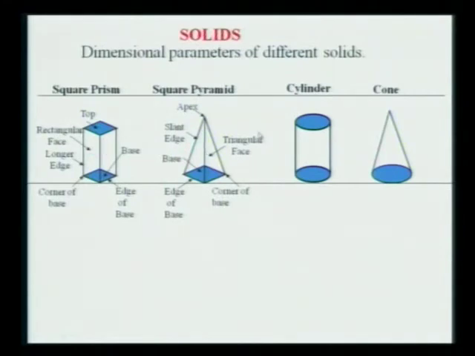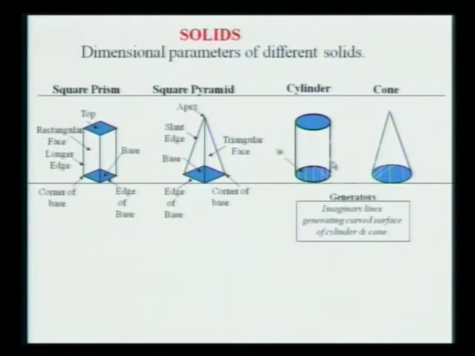Okay, like that. Now these are the generators. White lines indicate the generators. See, this is the base of the cylinder. Generator means what? Imaginary lines generating the curved surfaces of a cylinder and cone. Means cylinders and cones have generators. Okay, then this is the apex, base. This is the base and this is the generator of the cylinder.